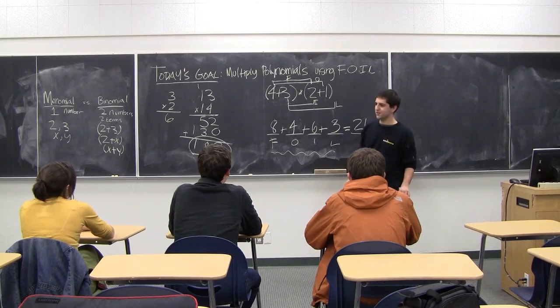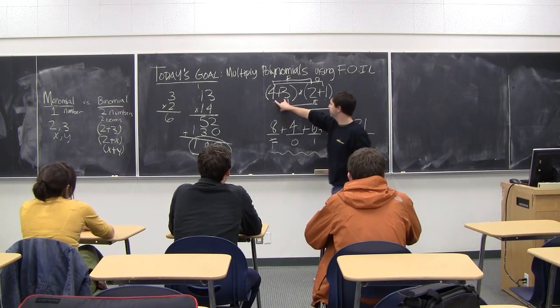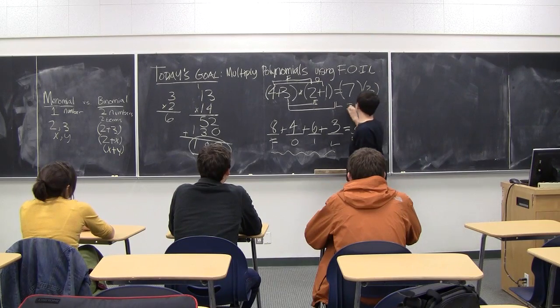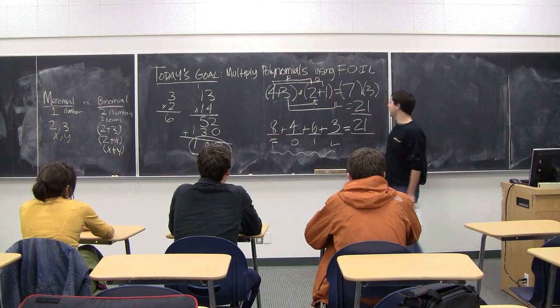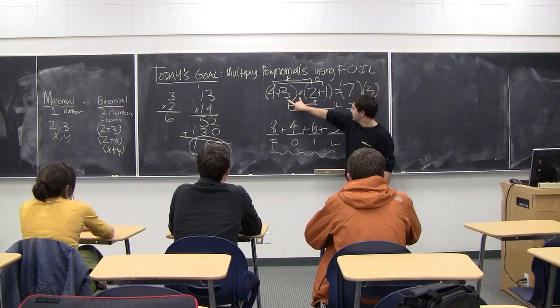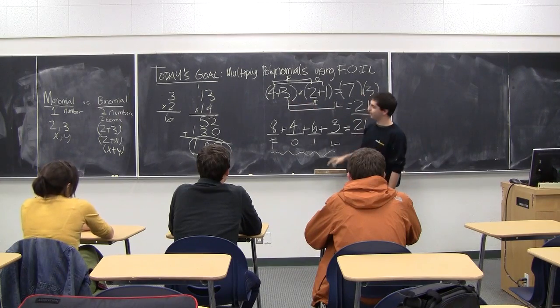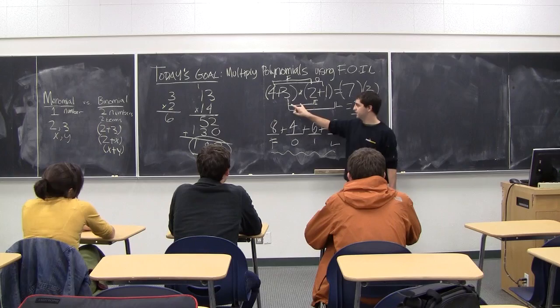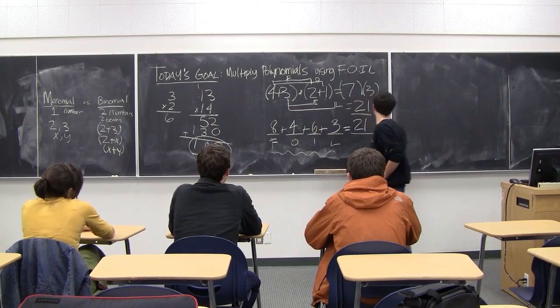Exactly. And we can check to make sure that the FOIL method works, right? Because what's 4 plus 3? 7. And what's 2 plus 1? 3. And can you do 7 times 3 in your head? 21. Exactly. So this is kind of a proof to show that the FOIL method works. That was an easy example, and we did it with just integers. So let's try it with some variables.